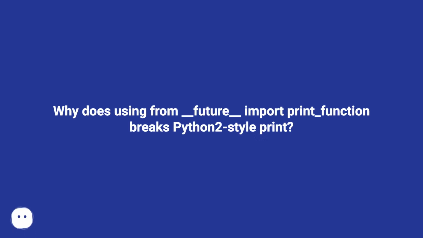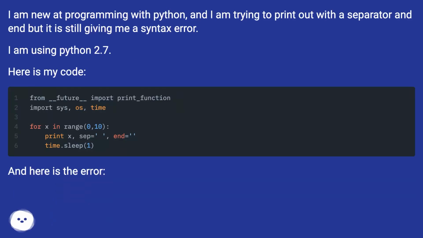Why does using from __future__ import print_function break Python 2-style print? I am new at programming with Python, and I am trying to print out with a separator and end, but it is still giving me a syntax error. I am using Python 2.7. Here is my code. And here is the error.